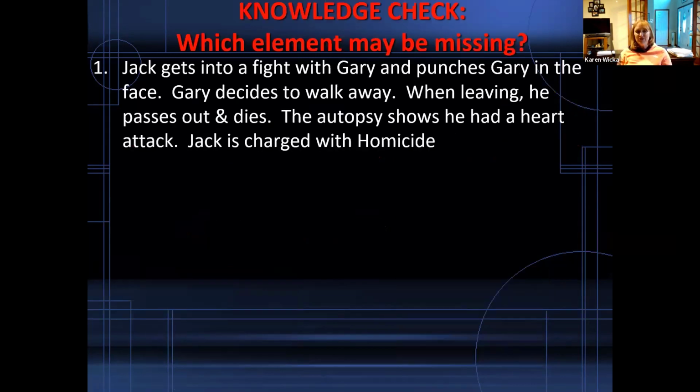So what about this? Jack gets into a fight with Gary and punches Gary in the face. Gary decides to walk away. When leaving, he passes out and dies. The autopsy shows he had a heart attack. Jack is charged with homicide. So based on all of the elements, mens rea, actus reus, causation, harm, which one of these was probably missing? So why would it be hard to prove homicide in this case?